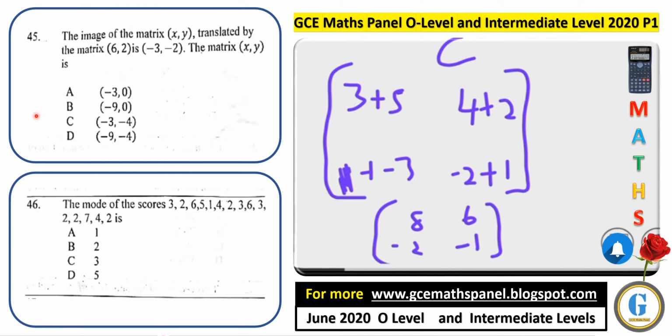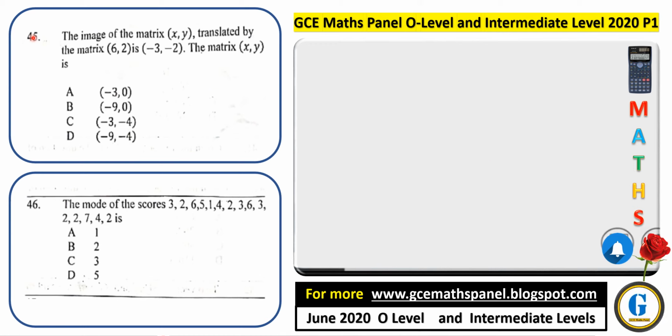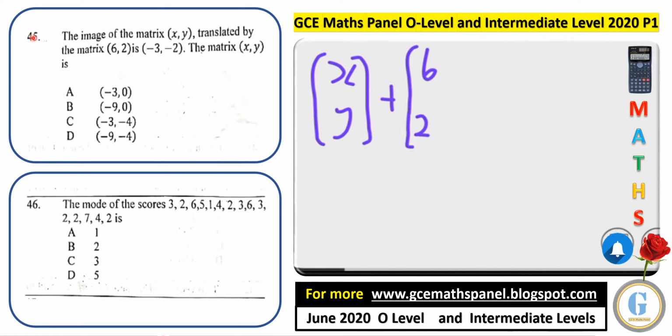Question 45. The image of the matrix XY translated by the matrix 6, 2 is -3, -2. What is the matrix XY? Well, a translation is done by addition. That's the translation, so that it moves from one point to another. So for us to have this matrix that was translated, we have XY was translated by the matrix 6, 2. So plus 6, 2. And the image is -3, -2.